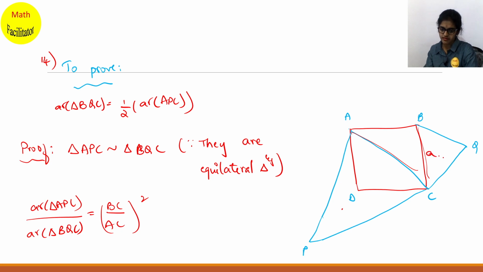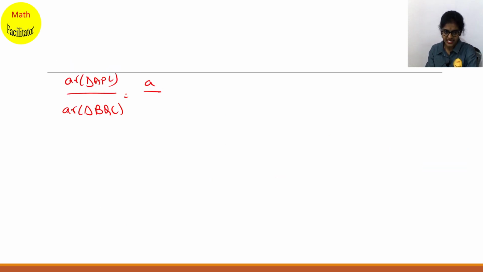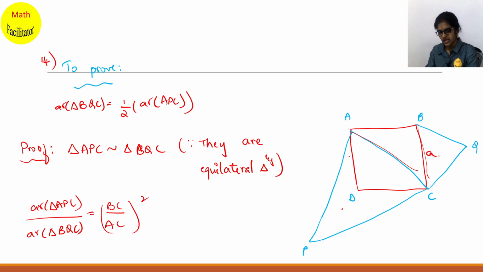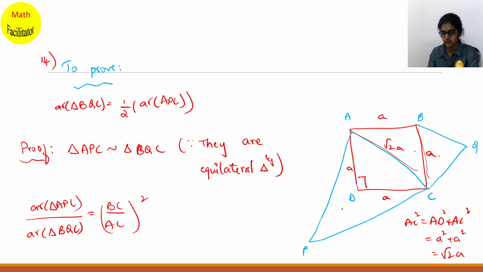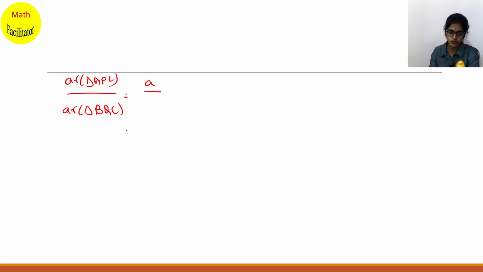See, suppose I take BC as a units, so it is a divided by what is AC? See here, now this is a right angle triangle. ADC is a right angle triangle. If this is a and this is a, all the sides of the square are equal, isn't it? So what is the hypotenuse? AC square is equal to AD square plus DC square, so AC square is a square plus a square. So the hypotenuse is root 2 a. Yes or no? So this side AC is root 2 a, whole square. a and a get cancelled, so you have 1 by 2.